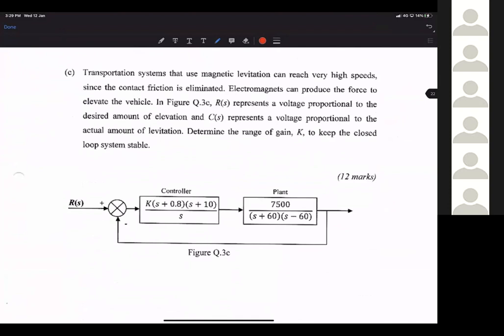Last question. Panjang soalan ni. Okay, range of K. Again, kita kena guna rule twist. So this is the controller, this is the plant.